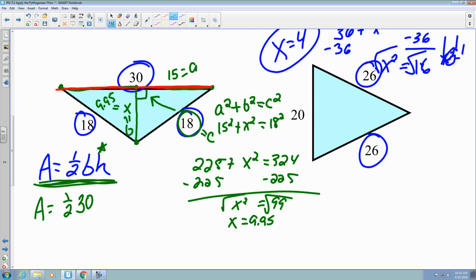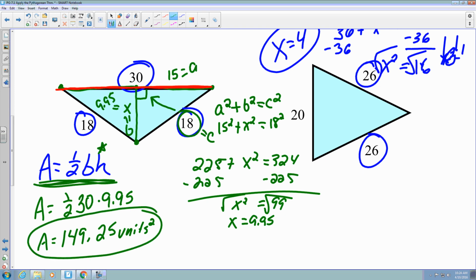And the height is what we just found using the Pythagorean theorem, which is roughly 9.95. So 1/2 times 30 times 9.95 is going to give me a value of roughly 149.25, and since there were no units, we'll just say square units.